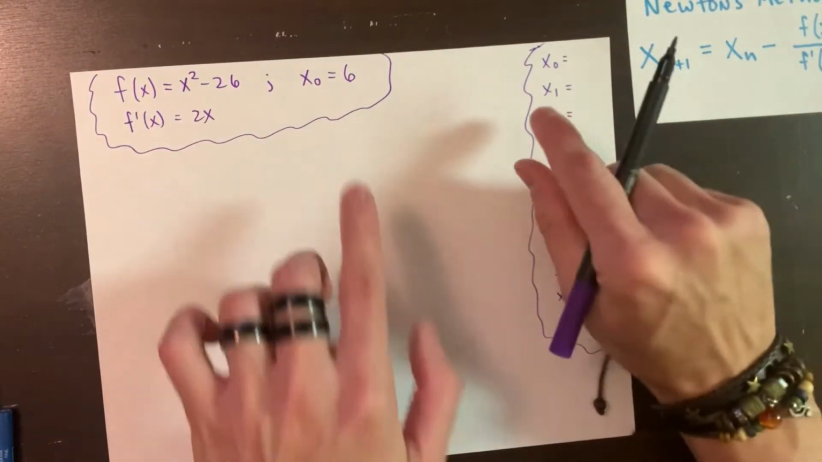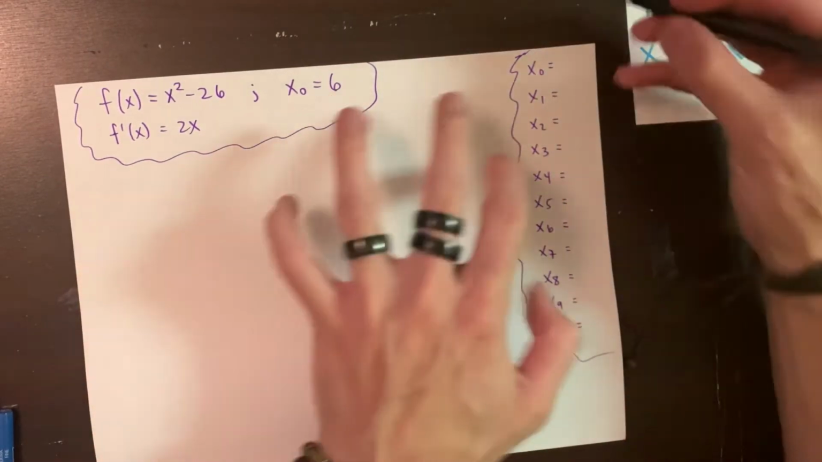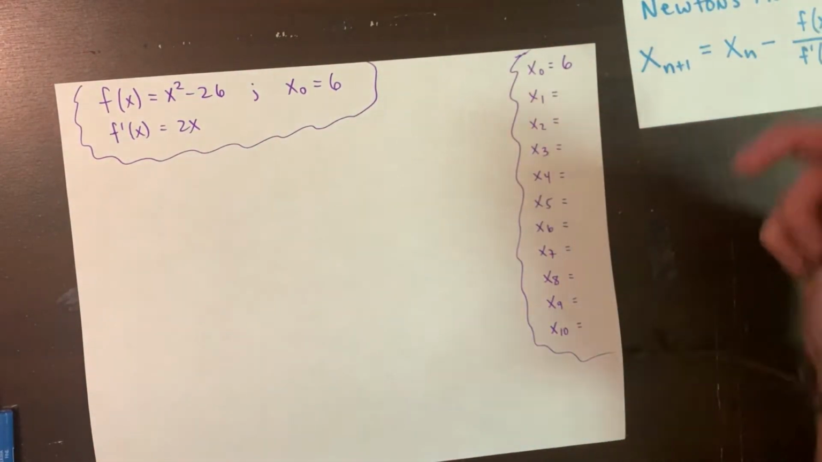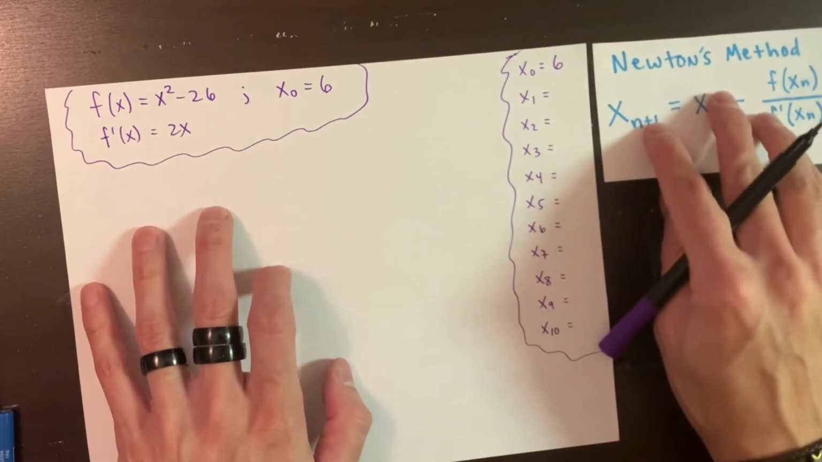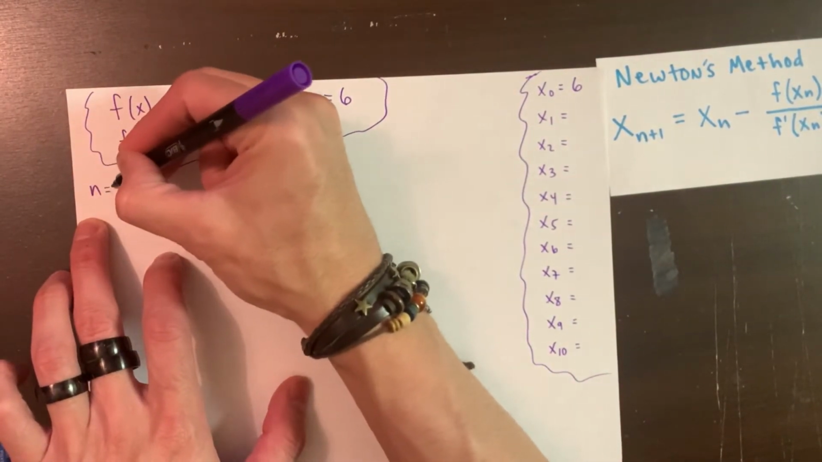Now, we know this is what we want. We know what x naught is. The initial guess is 6. That takes care of that. Now we've got to find x1. In order to do that, why don't you make a list over here? Let's pretend that n equals 0.